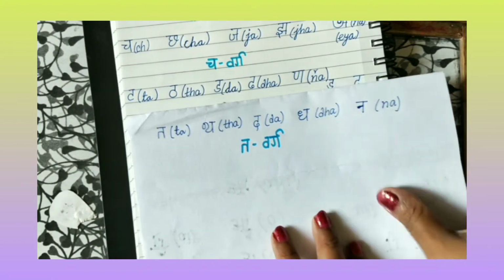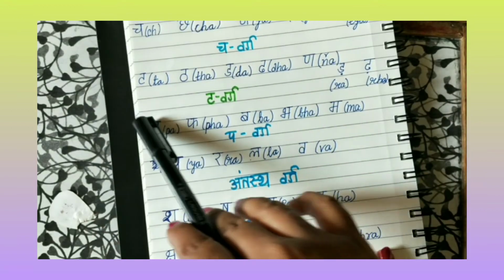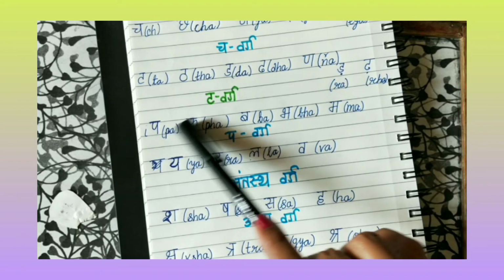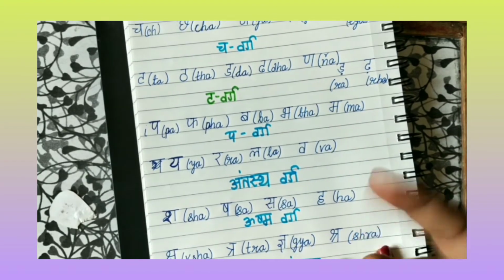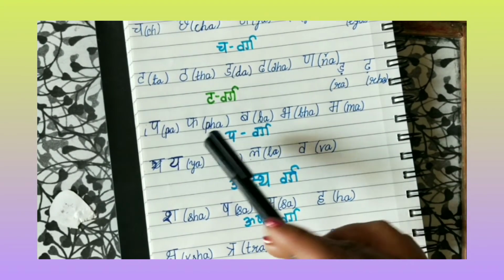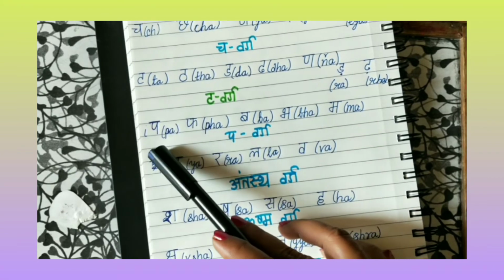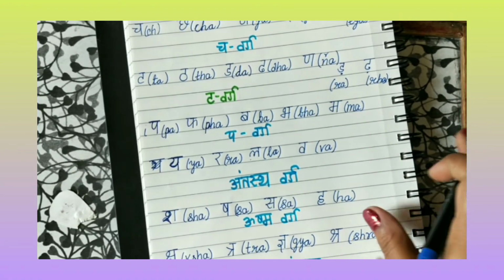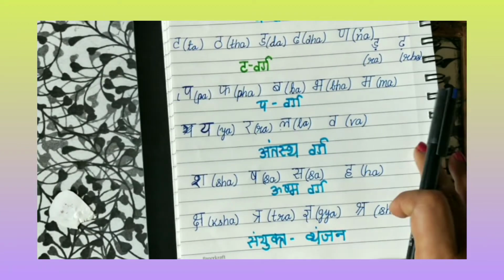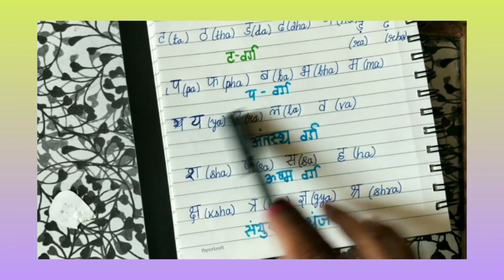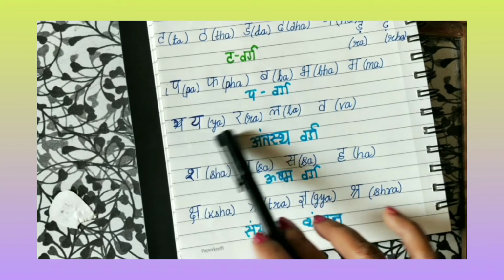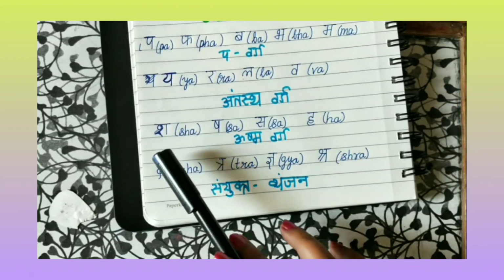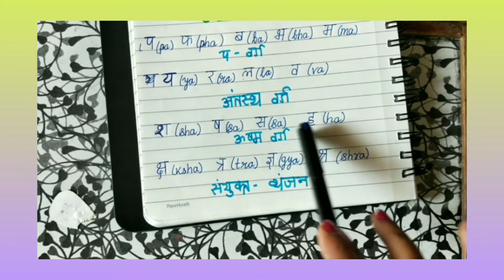Clear, children? After that, these five are called pa varga letters: pa, pha, ba, bha, ma. This time we touch both our lips, both lips touching each other. With me, you do pa, pha, ba, bha, ma, touching with your lips. After that, these four letters are called antastha varga: ya, ra, la, va. And the next ones are sha, sha, sa, ha.